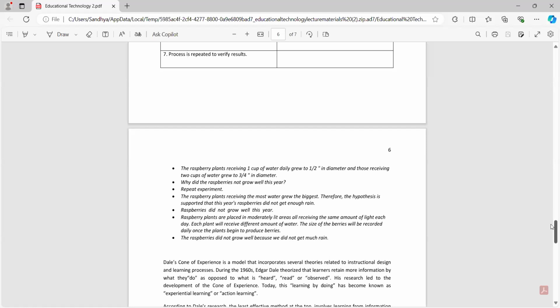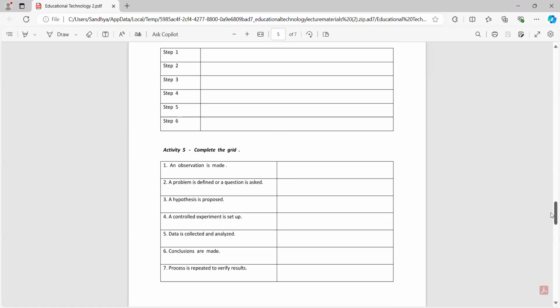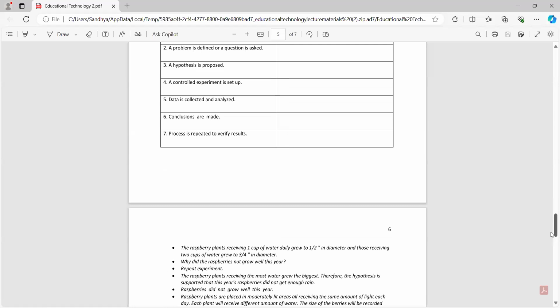Repeat experiment. Yeah. Conclusions are made and then only repeated. What are the conclusions made?